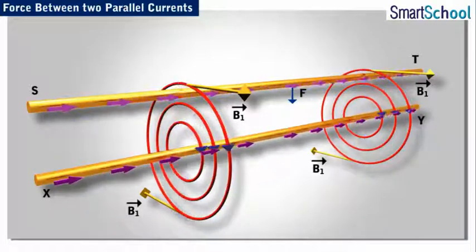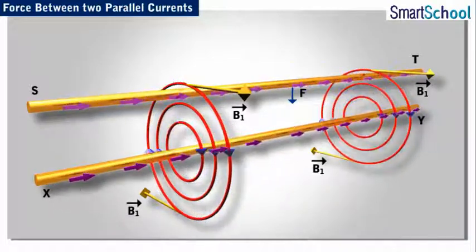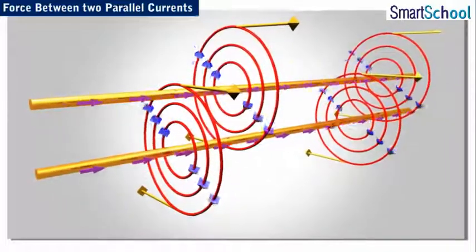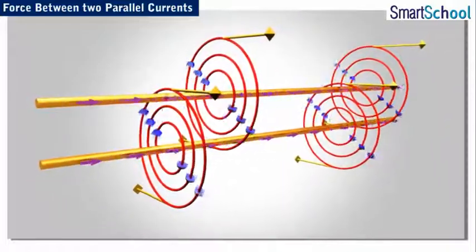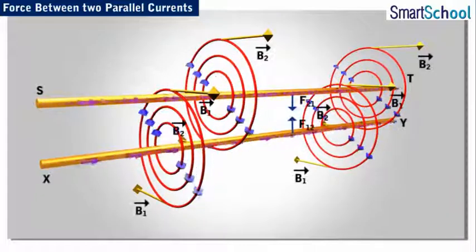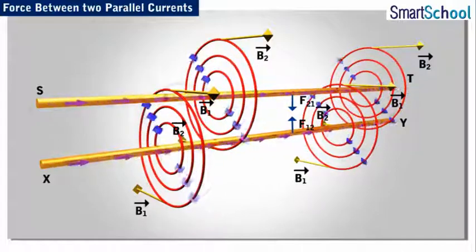magnetic force. This implies that there will also be a force on XY due to ST in accordance with Newton's third law. From this we can understand that two straight parallel current-carrying conductors placed close to each other exert force on each other because they lie in the magnetic fields produced by one another.